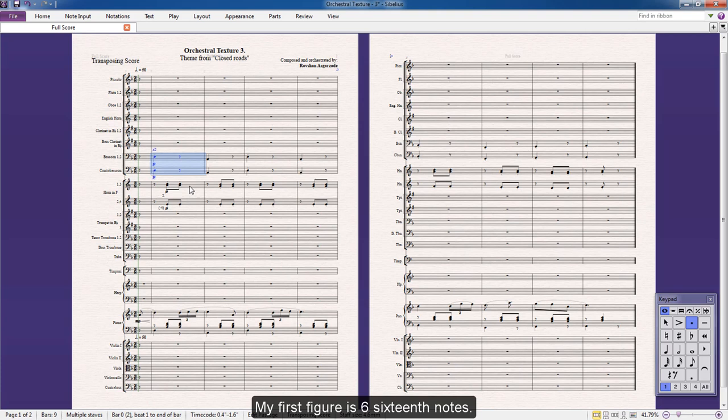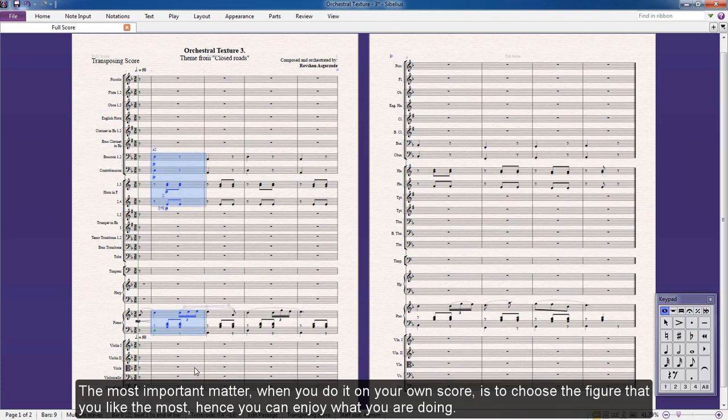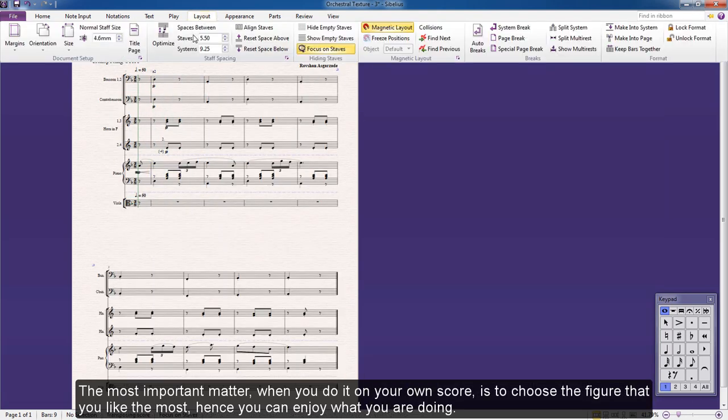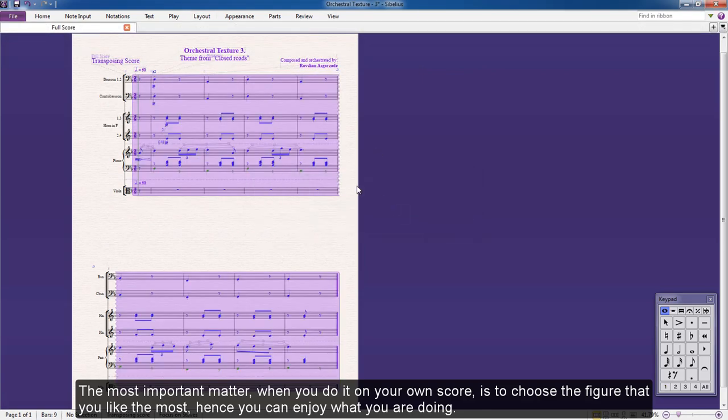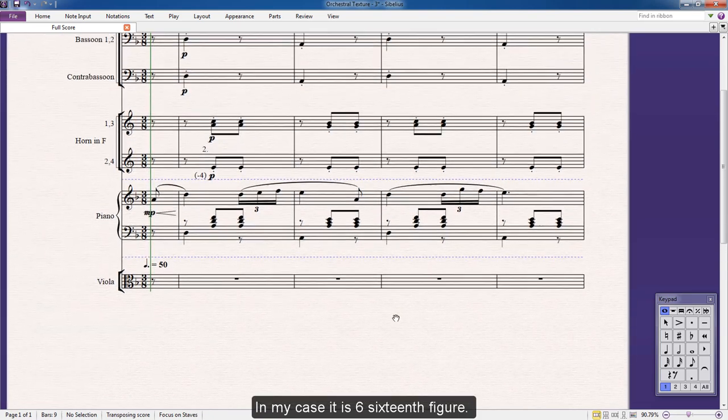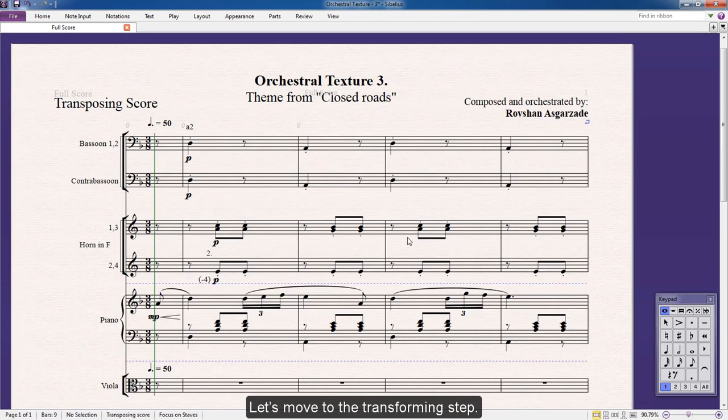My first figure is 6/16th notes. The most important matter when you do it on your own score is to choose the figure that you like the most. Hence, you can enjoy what you are doing. In my case, it is the 6/16th figure. Let's move to the transforming step.